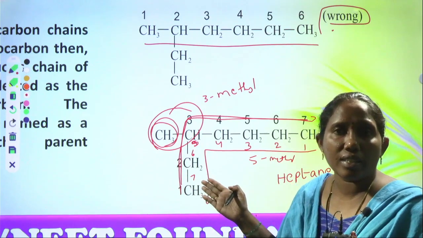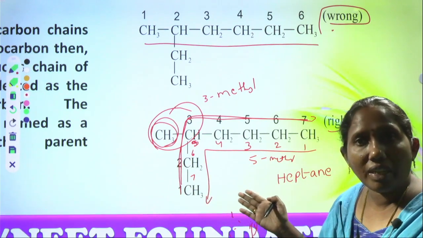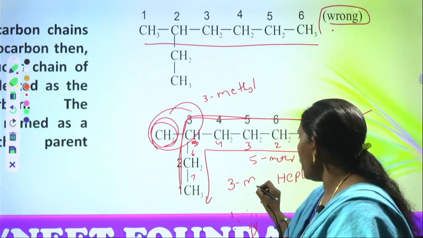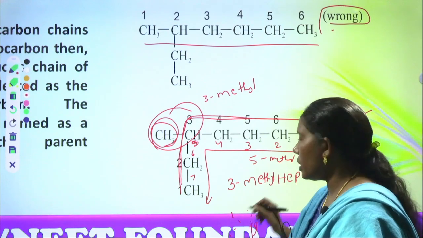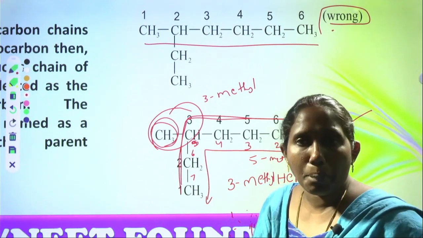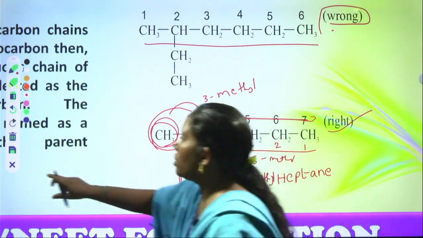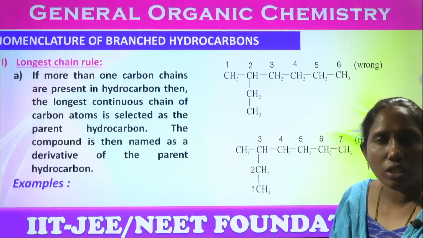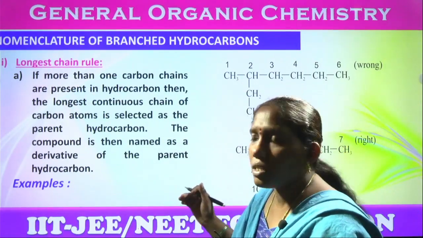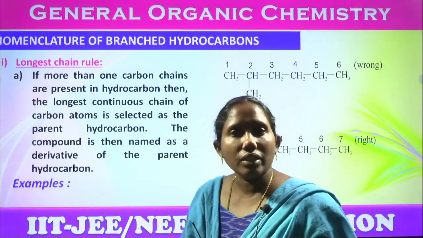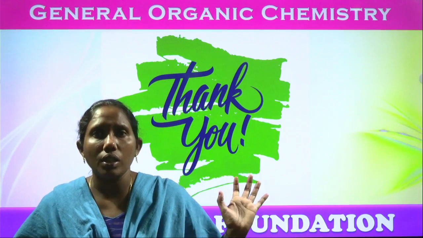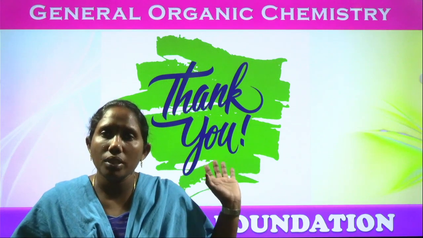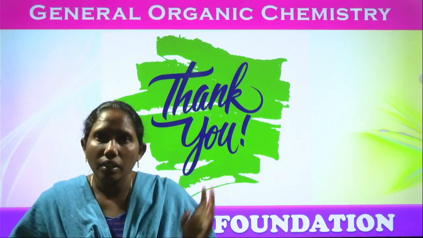The CH3 group we consider as methyl, because that is an alkyl group with one carbon. So the name of this compound is 3-methyl heptane. What is the name of this compound? 3-methyl heptane. This is the longest chain selection rule. This is the first point for branched chain compounds, the longest chain rule, which we have to follow while writing the nomenclature. In this video we have covered all the lowest sum rule points, by taking different types of numbering and examples, different points we have covered, right? Thank you so much.